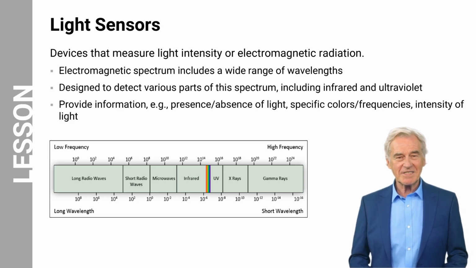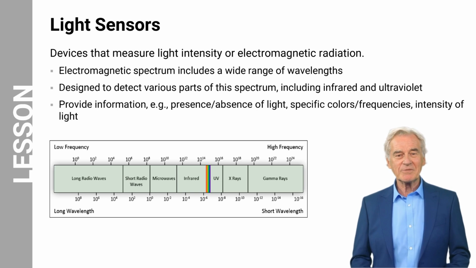The electromagnetic spectrum, as shown in the right portion of the image, encompasses a wide range of wavelengths, from radio waves to gamma rays. Visible light occupies a small portion of this spectrum, shown as the rainbow band in the diagram, with other important regions including infrared and ultraviolet. Light sensors can be designed to detect various types of electromagnetic radiation within specific bands of this spectrum, providing information about the presence, absence, or intensity of light at particular wavelengths.